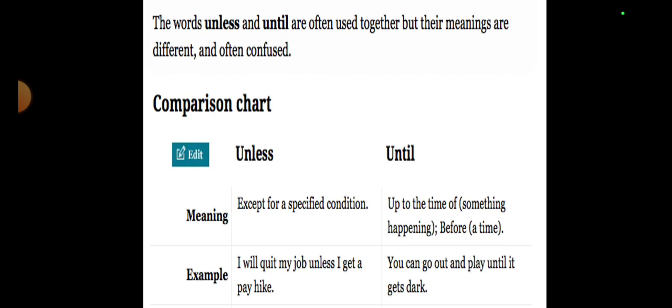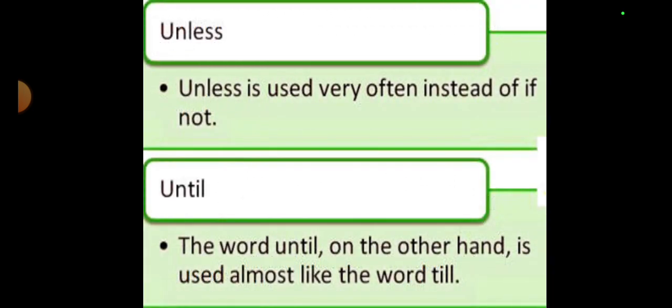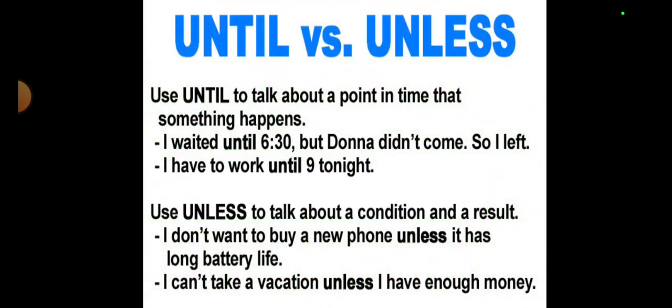Until is more specified. Let's take some more explanation. See, unless is used very often instead of if not. Instead of using if not, we often use unless. Whereas on the other side, until can be replacing the word till. We use until to talk about a point in time.